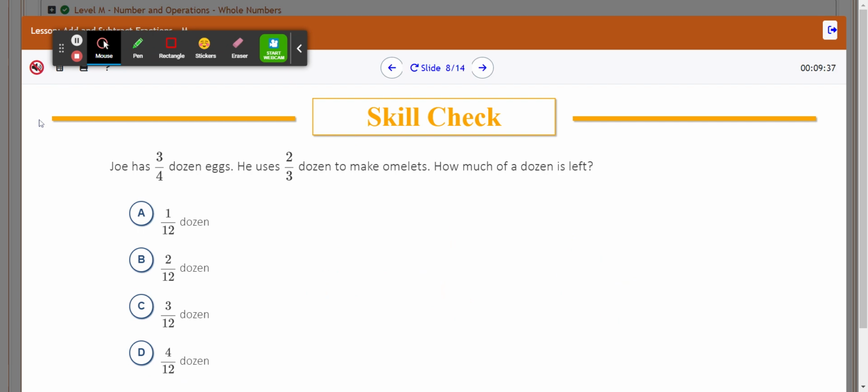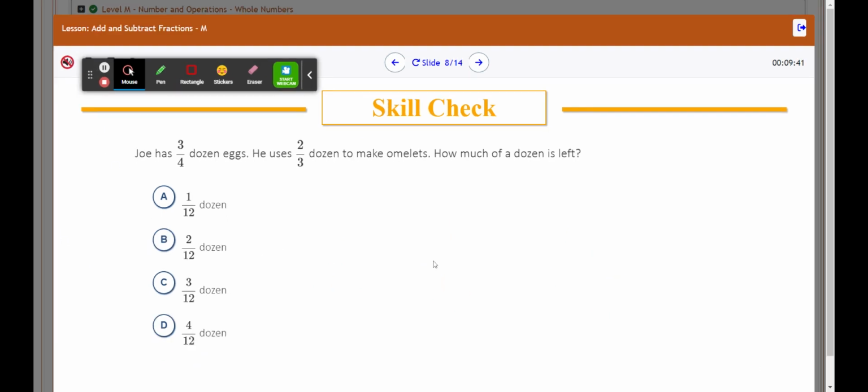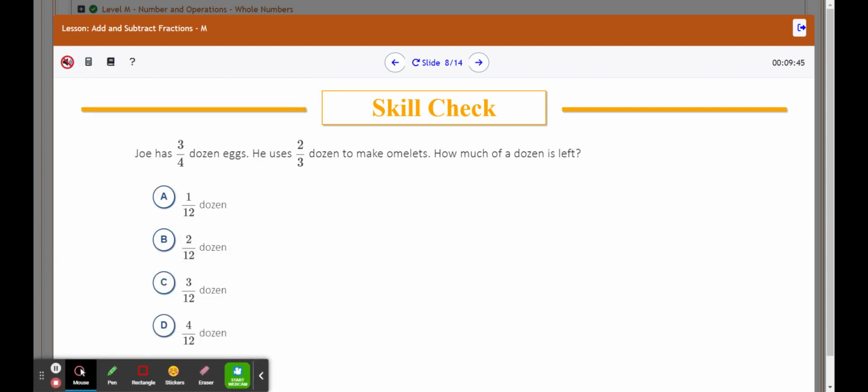Let's look at another example. Here the problem says Joe has 3/4 dozen eggs. He uses 2/3 dozen eggs, two-thirds dozen to make omelets. How much of a dozen is left? All right, so we got the word left, which is telling me that it's a subtraction problem. He used 2/3 to make omelets. How much of a dozen left? So this is a subtraction problem.